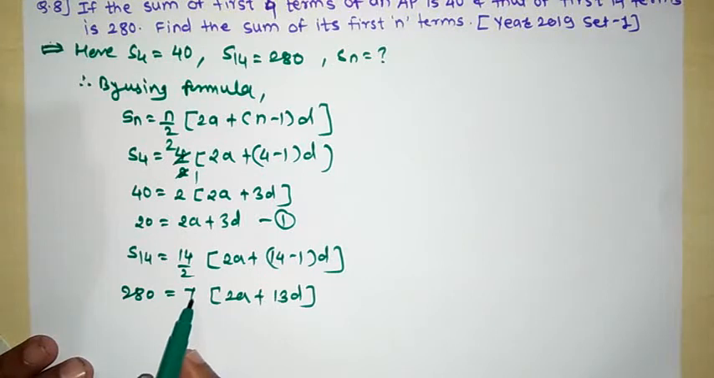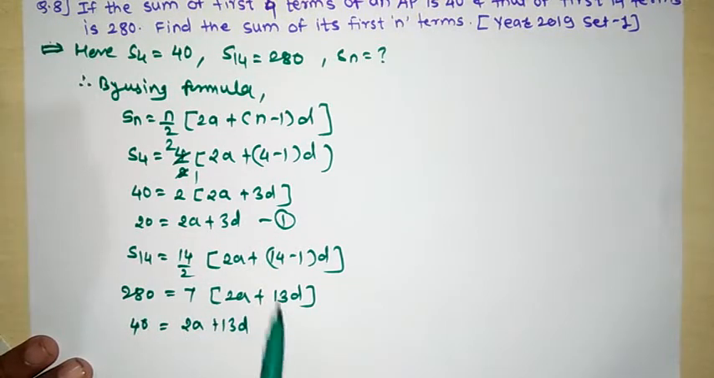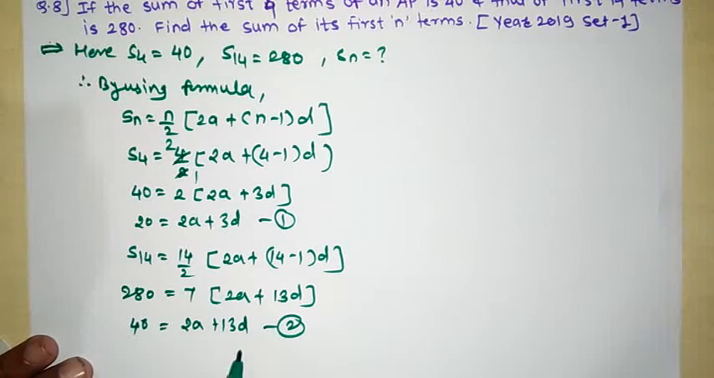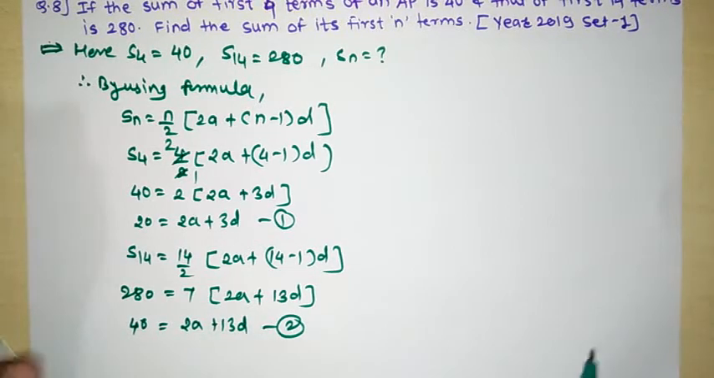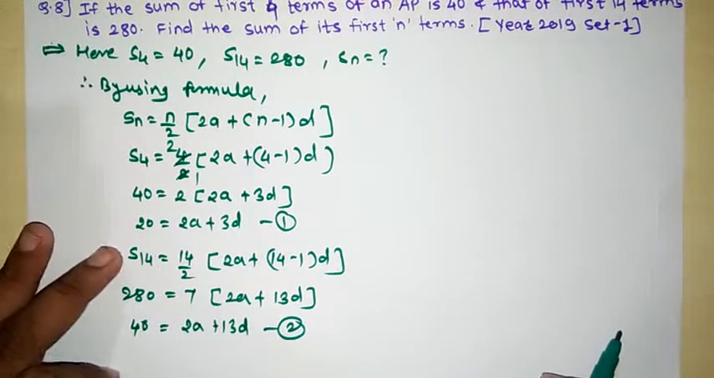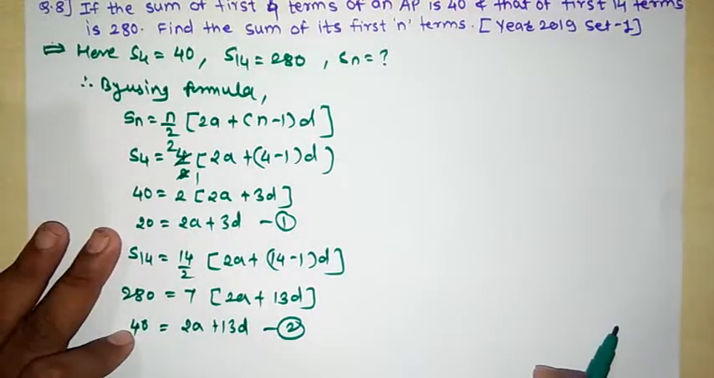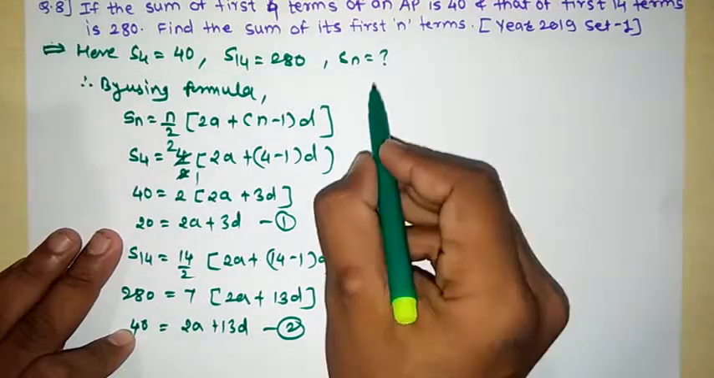Now send this 7 towards the left hand side, it will go to the denominator. 7 4s are 28 and 0, which is equal to 40 is equal to 2a plus 13d. Mark it as equation number 2. Now see here, solving equation number 1 and 2. Equation number 1 and 2 are linear equations in two variables. We can easily solve by using the elimination method.